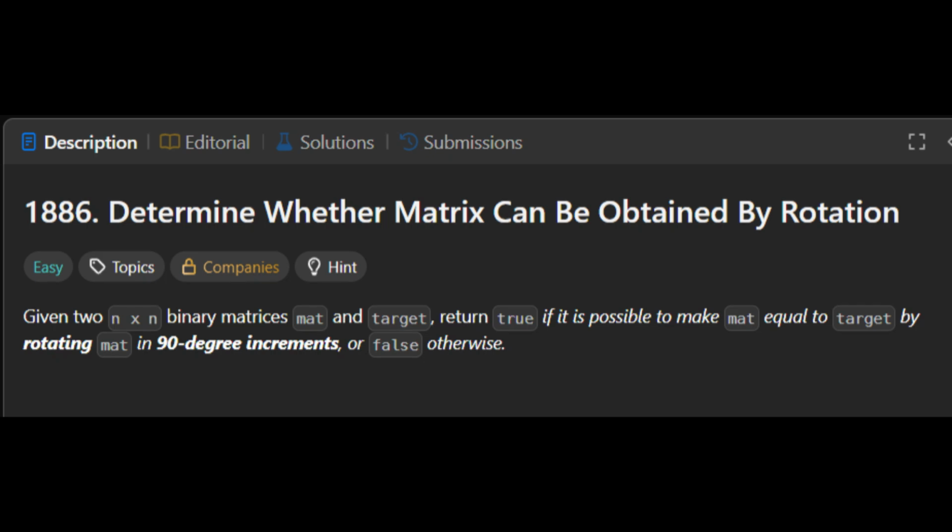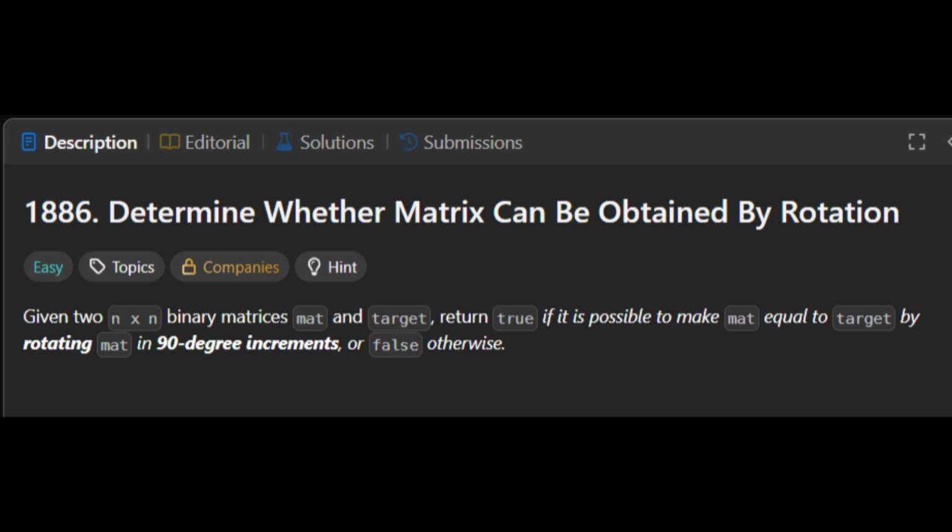Hey guys, in today's problem, we are given two square matrices called mat and target. Both matrices are of size m by n, and they contain only binary values, which means each cell is either 0 or 1. Our task is to determine whether we can make the matrix mat equal to the matrix target by rotating mat. The rotation allowed is only in 90-degree increments.